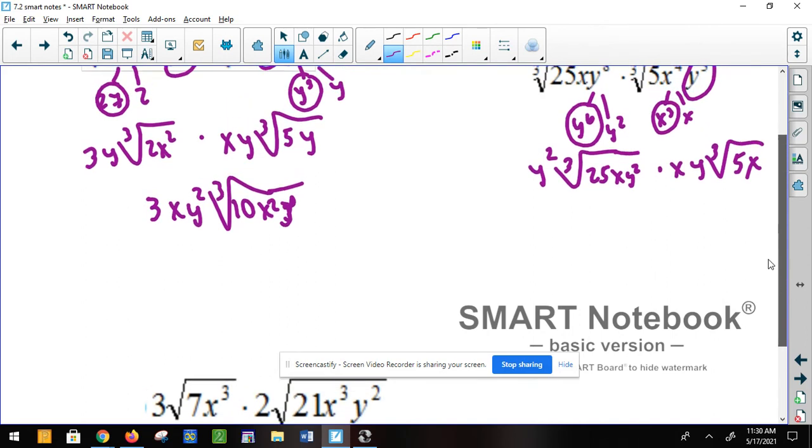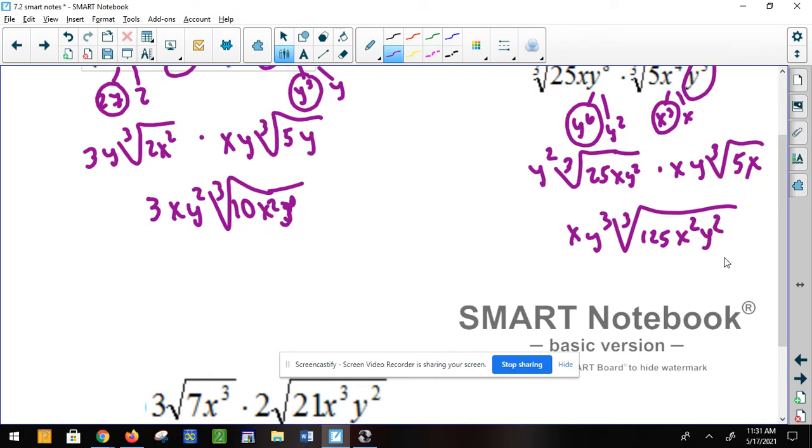Now when I multiply, on the outside, y squared times xy is going to be xy cubed. And then on the inside, 25 times 5 is 125. X times x is x squared. Y squared times no y's is just going to be y squared.